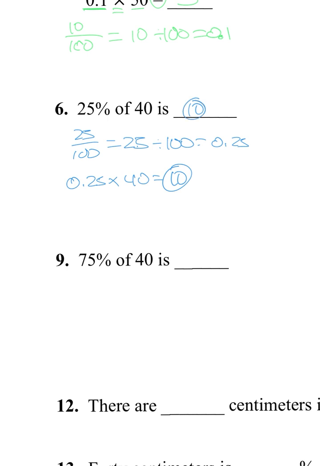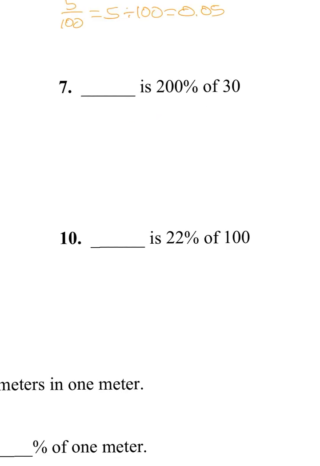All right, number 7. On number 7, we've got blank is 200% of 30. Let's go ahead and take the percent, 200, and divide that by 100. On our calculators, it'll look like this: 200 divided by 100 is 2. And then we're going to go 2 of 30. So 2 times 30 is 60. So 60 is 200% of 30. On number 8.